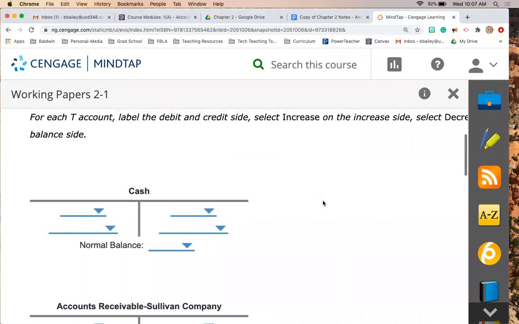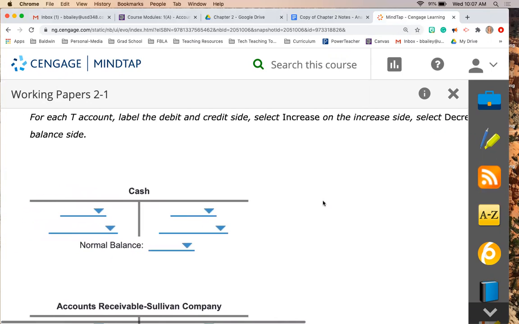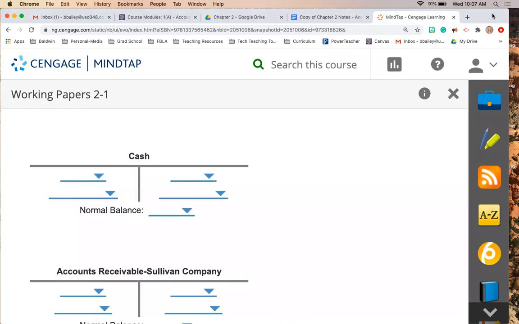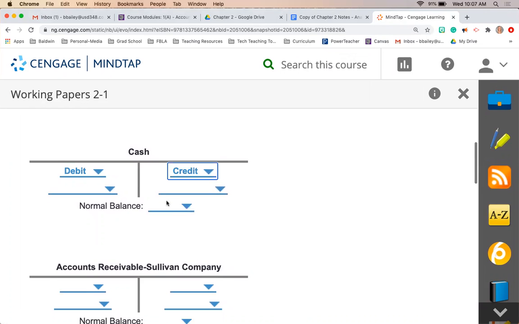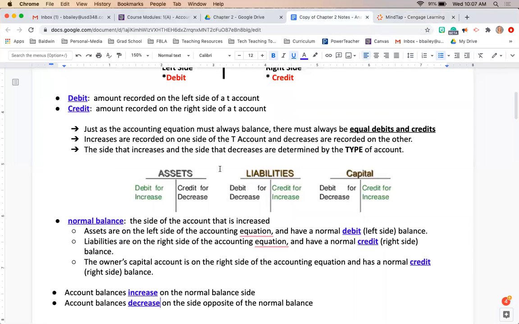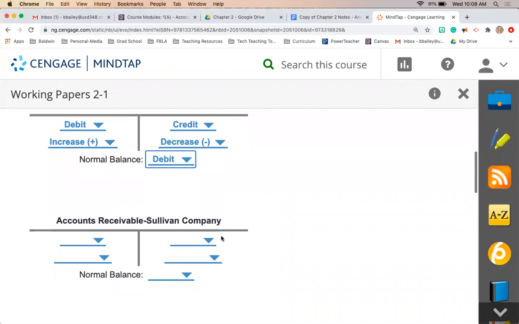Okay, so for each T account, we're going to decide what is debit and credit. We're going to decide what side increases and decreases, and then we're going to decide what the normal balance is. So for the very first one here, we have cash. Debits are always on the left, credits on the right. Cash is an asset. If we forget, we can go back here. This little chart right here will be your friend. They increase with a debit and they decrease with a credit. Since they're increasing on the debit side, debit is their normal balance.